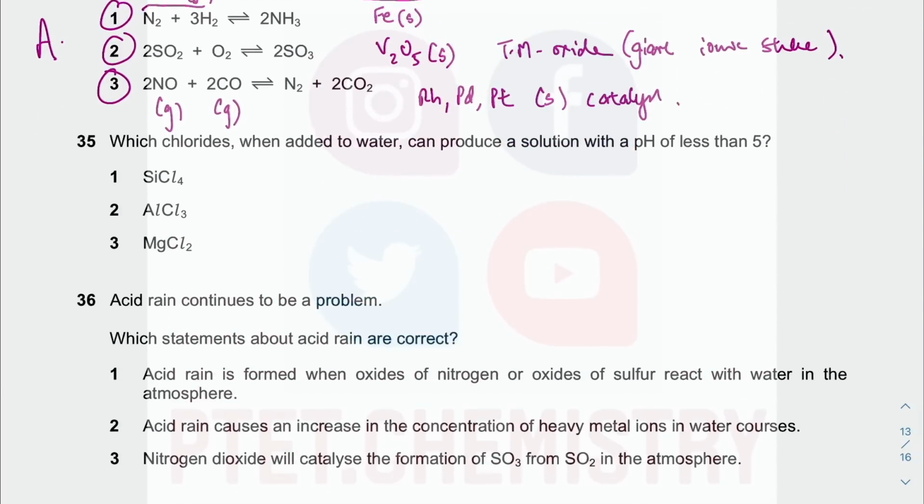35. So you want to see which chlorides can produce a solution with a pH of less than 5. So that's very acidic. Alright. So both the SiCl4 and AlCl3 will produce HCl upon hydrolysis.